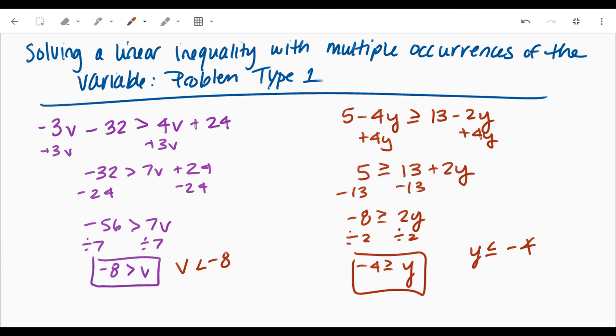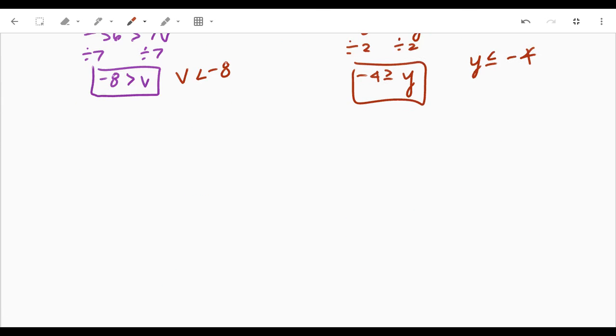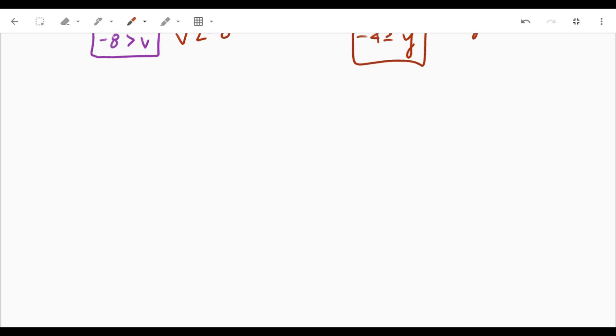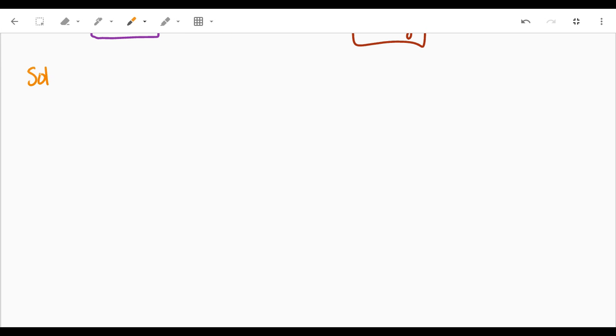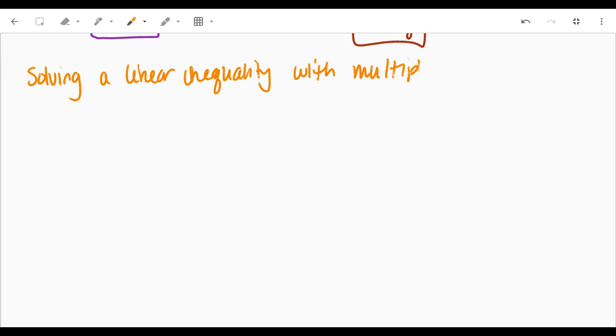Let's get another one. Same thing, but problem type 2. So solving a linear inequality with multiple occurrences of the variable.